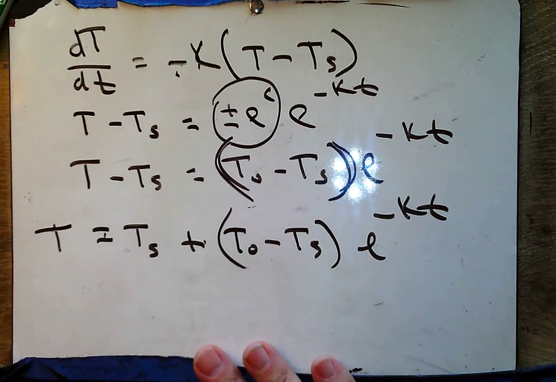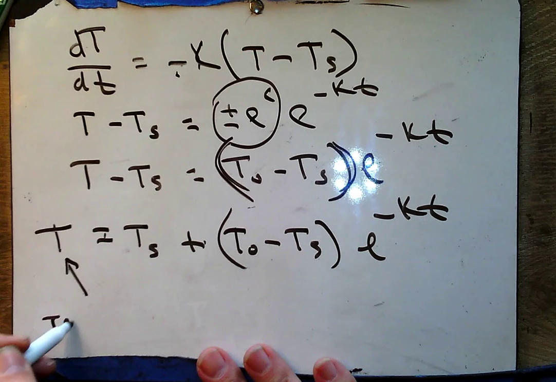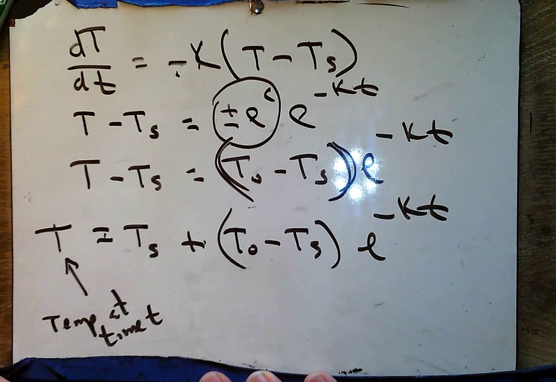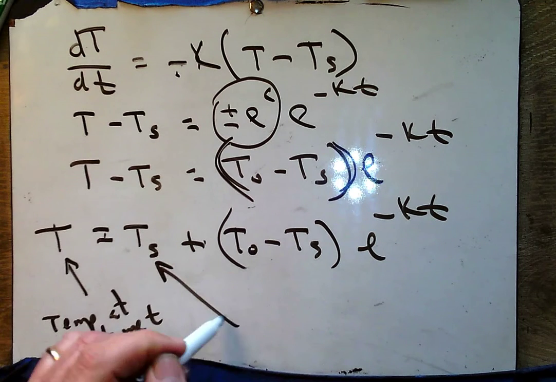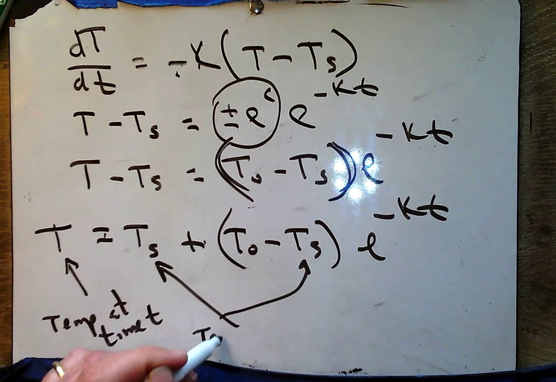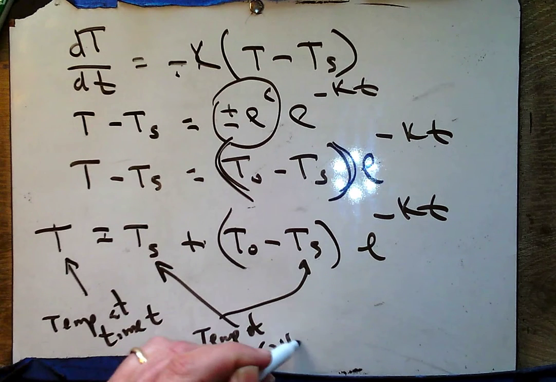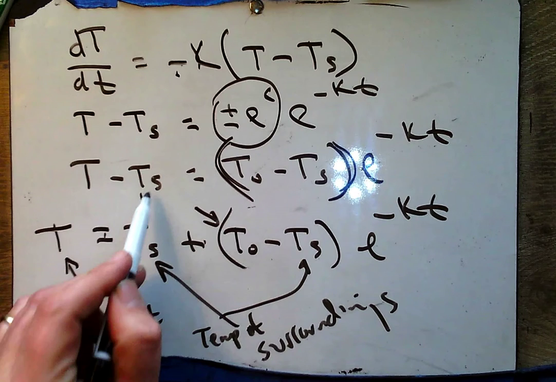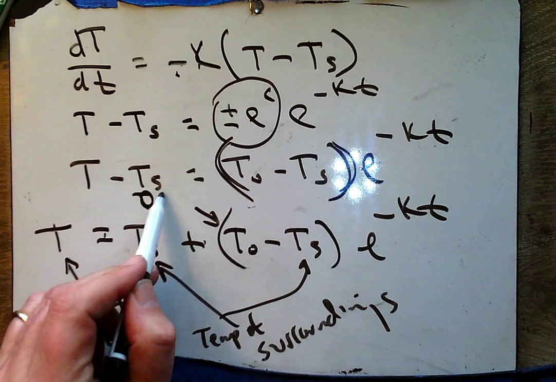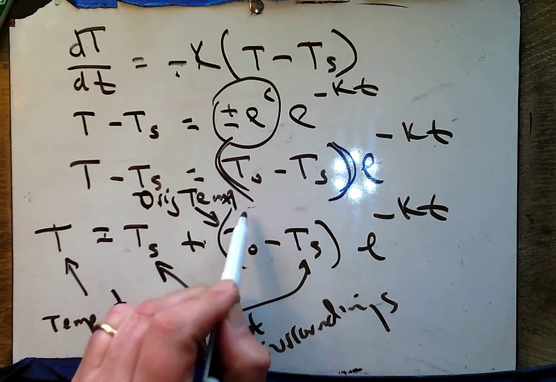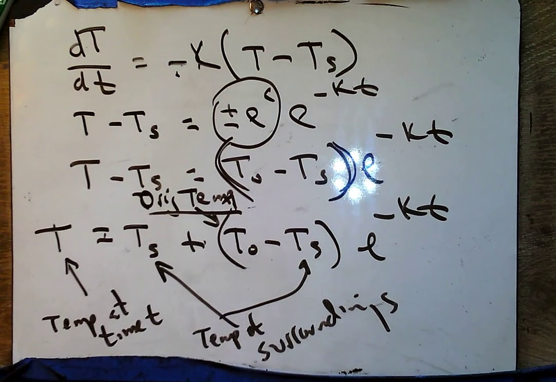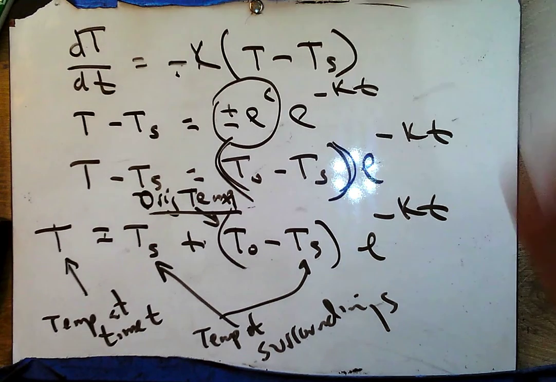That's my formula. Now, what does it represent? This is temperature at time t. This is, and we see it twice, temperature of surroundings. And this is original temperature. Temperature at time equal to 0. There's my time, and there's my rate. Okay, so what am I supposed to do with this model?